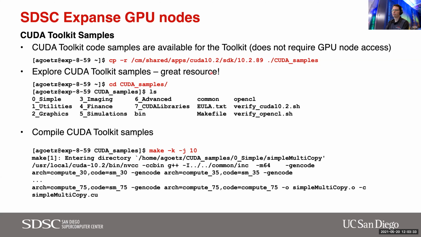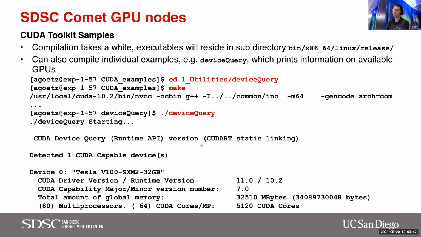If you copy those into your home directory, that's what I've done here. There's different types of samples, from simple examples, etc. So the simple examples and utilities are useful. You can then just compile those if you have loaded the CUDA toolkit. And this will take a while, or you compile them individually. So you can go into one of those subdirectories and compile them.